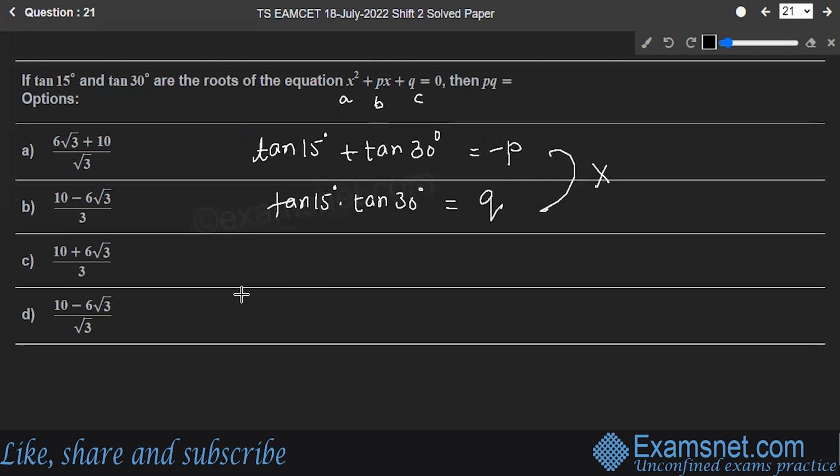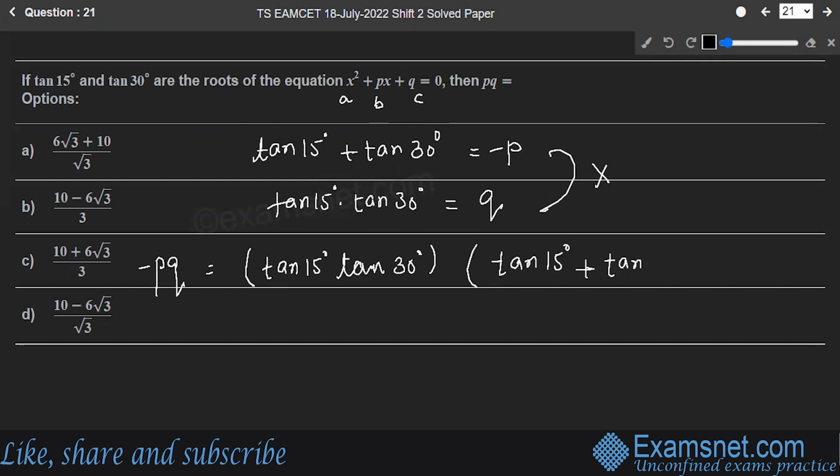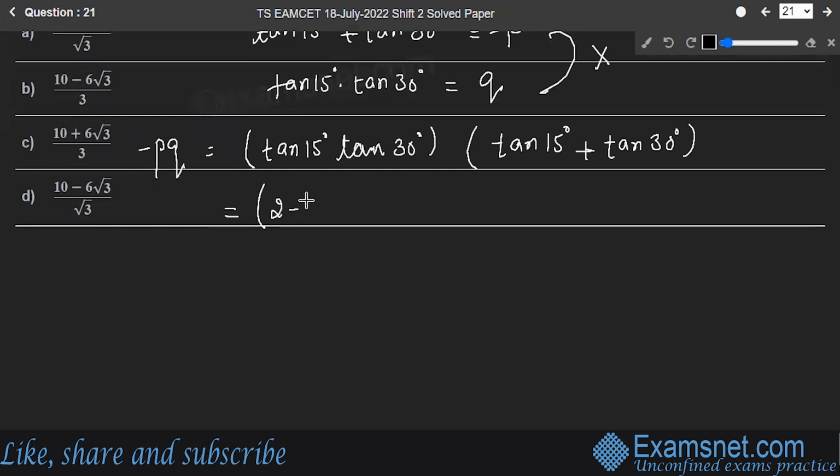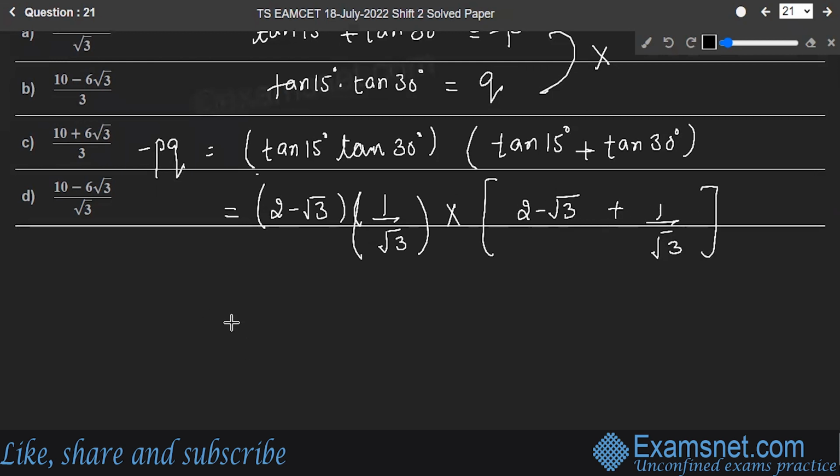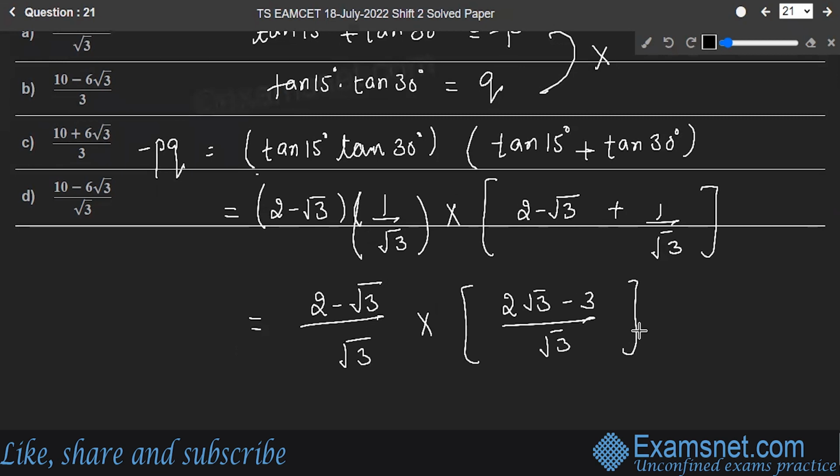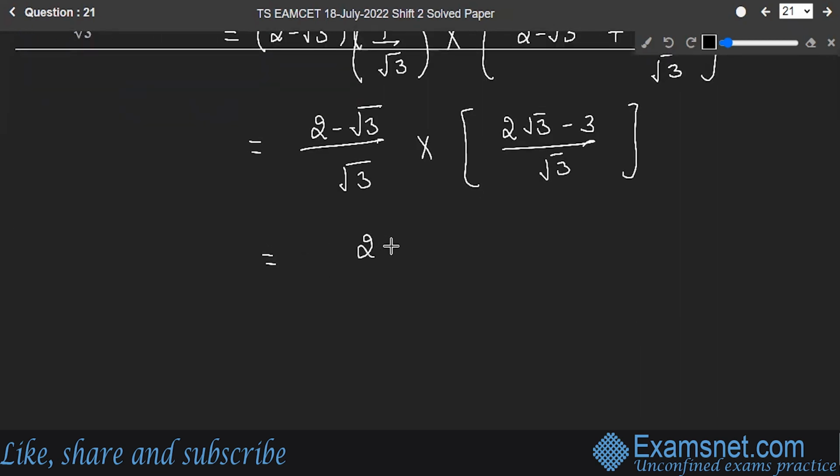Now let's multiply both of them. You will get minus pq is equal to tan 15 into tan 30 into (tan 15 plus tan 30). Tan 15 is equal to 2 minus root 3, and tan 30 is equal to 1 upon root 3. This whole is multiplied by 2 minus root 3 plus 1 upon root 3. So this will be 2 minus root 3 upon root 3 whole multiplied by 2 root 3 minus 3 upon root 3.